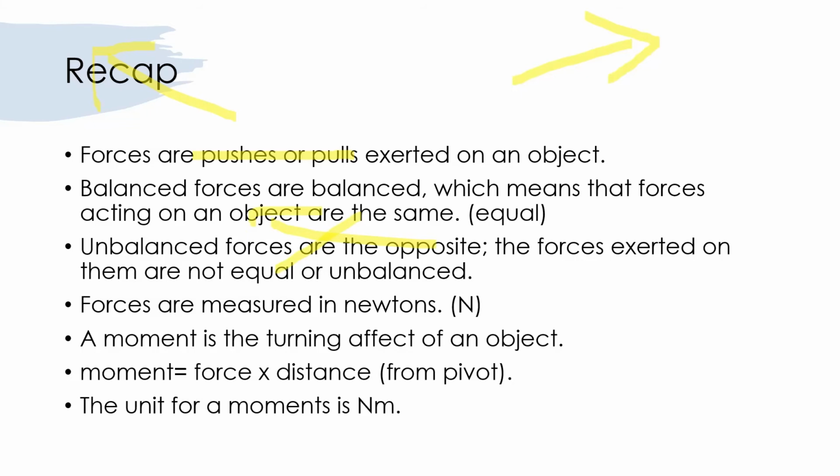Which means that the forces exerted on them are not equal or unbalanced, which means that the object is moving, or you can just see that a force is exerted on them. Forces are measured in newtons or N. A moment is the turning effect of an object. The moment equals force times distance from the pivot, and the unit for moments is Nm, as we said.